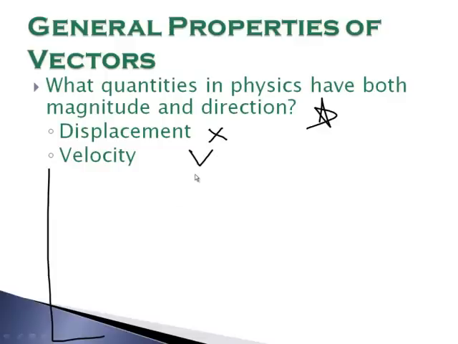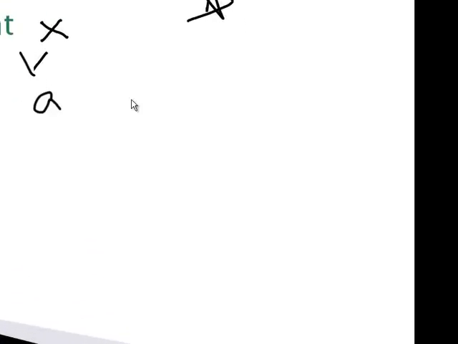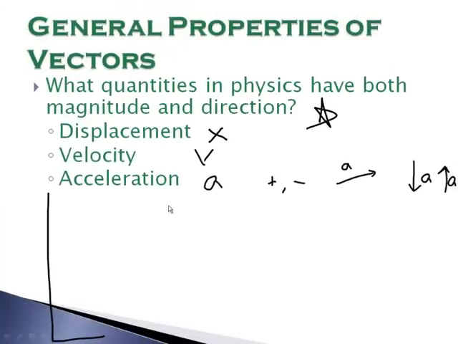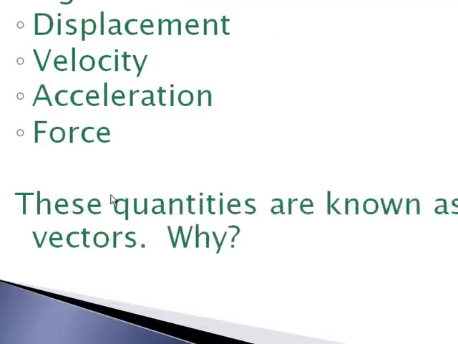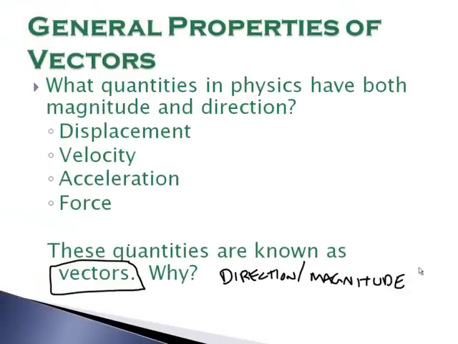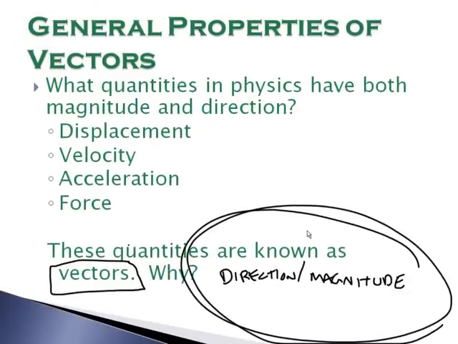Velocity, also a vector. V for velocity. Acceleration is a vector. Up to this point, we've talked about it in terms of plus and minus, but we could also represent it with an arrow to say the acceleration is this way, the acceleration is down, the acceleration is up, all those different things. Force, that's a biggie. I can have a force to the left, to the right, but the fact that I need to care about the direction matters. These are known as vectors. Why? The big idea is direction and magnitude are very, very important, and that's what makes up a vector.